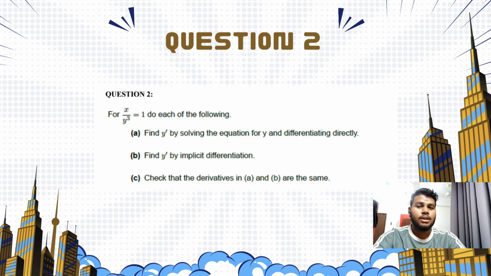So, guys, we are continuing to question 2. So let's see the question. For x over y cubed equals something, do each of the following. A. Find y prime by solving the equation for y and differentiating directly. B. Find y prime by implicit differentiation. C. Check that the derivatives in A and B are the same.